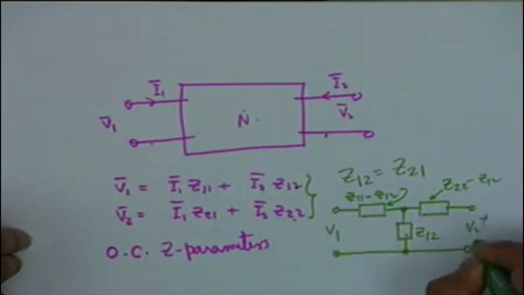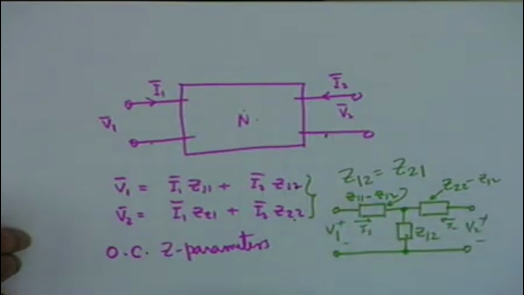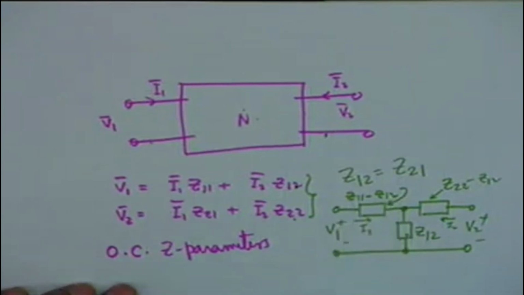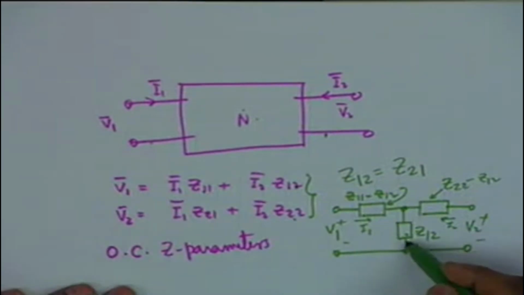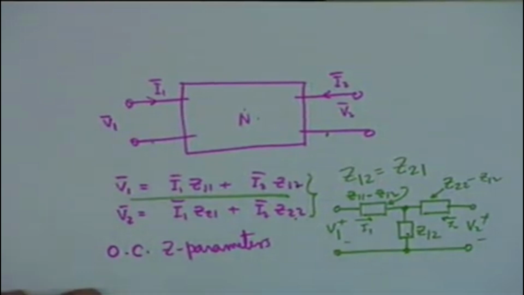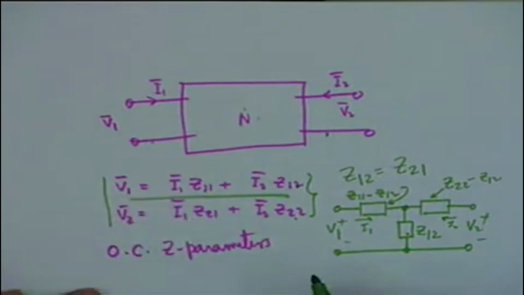You write V1, V2 here, and the 2 currents are I1 and I2, and you can easily see that V1 is equal to I1 (Z11 minus Z12) plus (I1 plus I2) Z12, the current through Z12 being I1 plus I2, and if you add them up you get precisely the first relation. Similarly for the second relation. So the shape of the network is that of a T, and therefore it is called the T network model of the two equations, T network model, capital T.